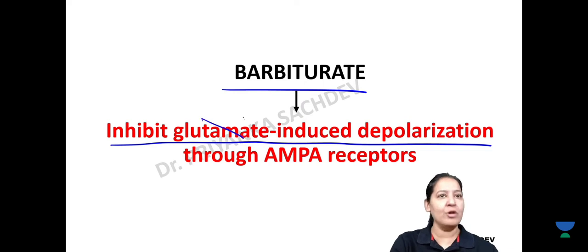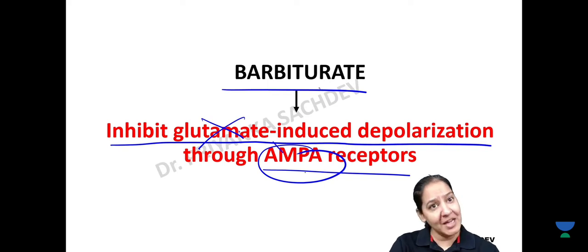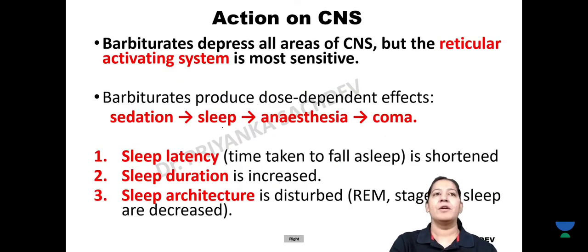It is inhibiting glutamate by acting on the AMPA receptor. AMPA receptors are the receptors of glutamate. So barbiturate is inhibiting the AMPA receptor. It is inhibiting glutamate. It is inhibiting excitation. So again, inducing sleep. Give me a thumbs up.